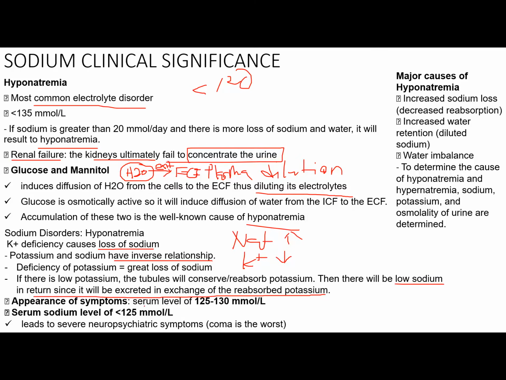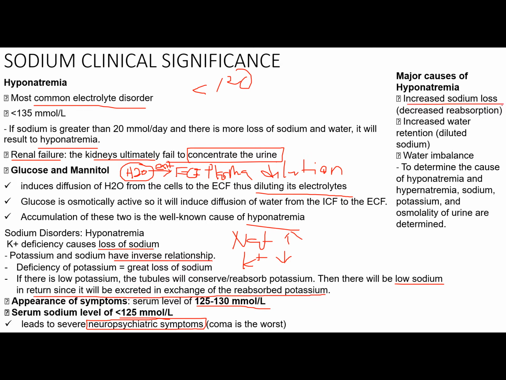Appearance of symptoms, class, would occur at a serum level of 125 to 130 millimole per liter. Then a serum sodium level of less than 125 millimole could lead to neurocytogenesis, psychiatric symptoms. So, maapektuhan na yung utak nyo, class. And coma is the worst case. There are the major causes of hyponatremia, class.